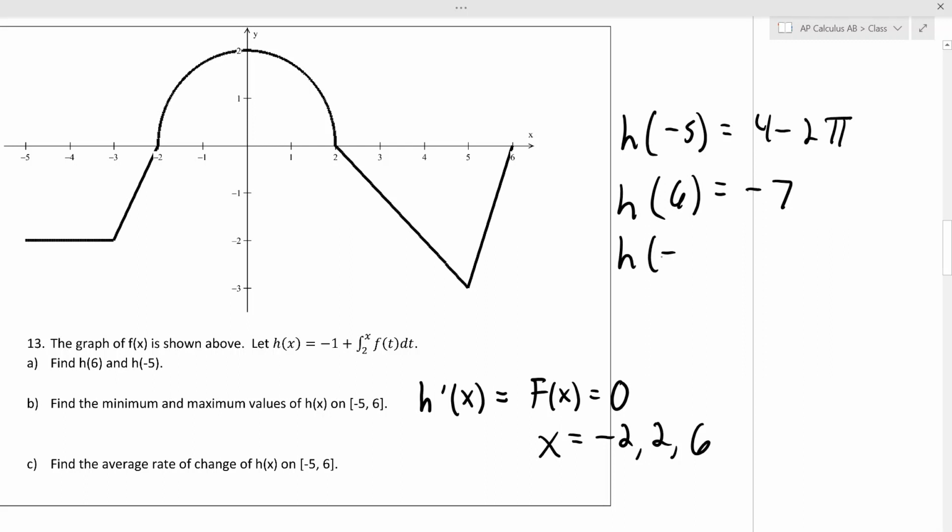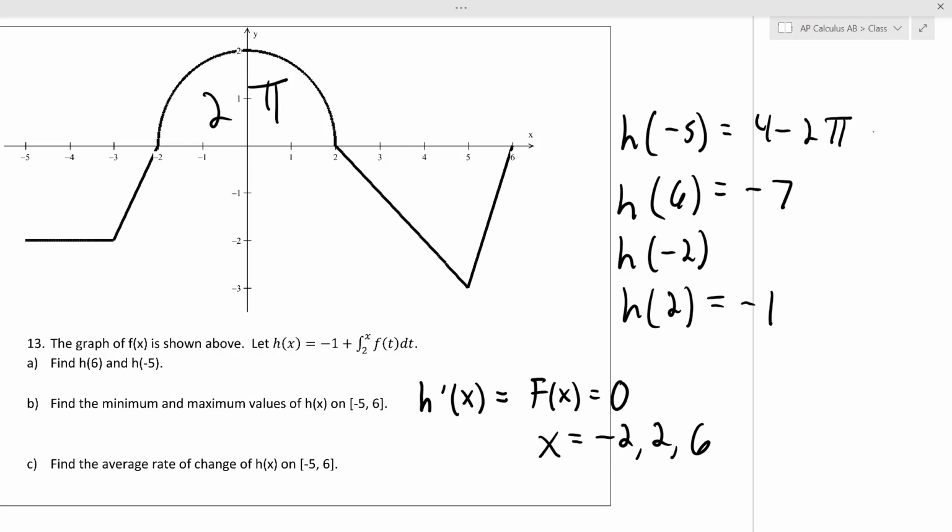So h of 2. Remember, the area in here is 2 pi. H of 2 is given to us, right? We already knew that it was going to be negative 1. That's not bad. Okay. 4 minus 2 pi is a negative number, by the way, guys. It's like negative 2 something.